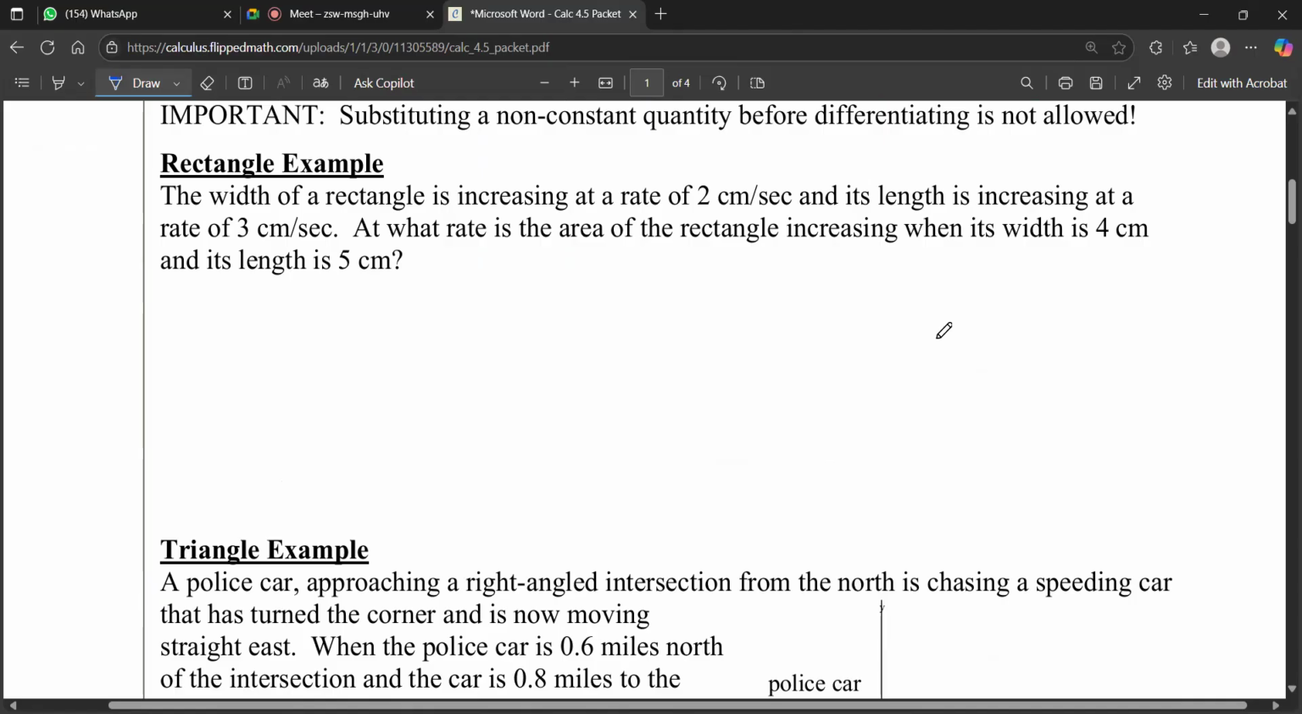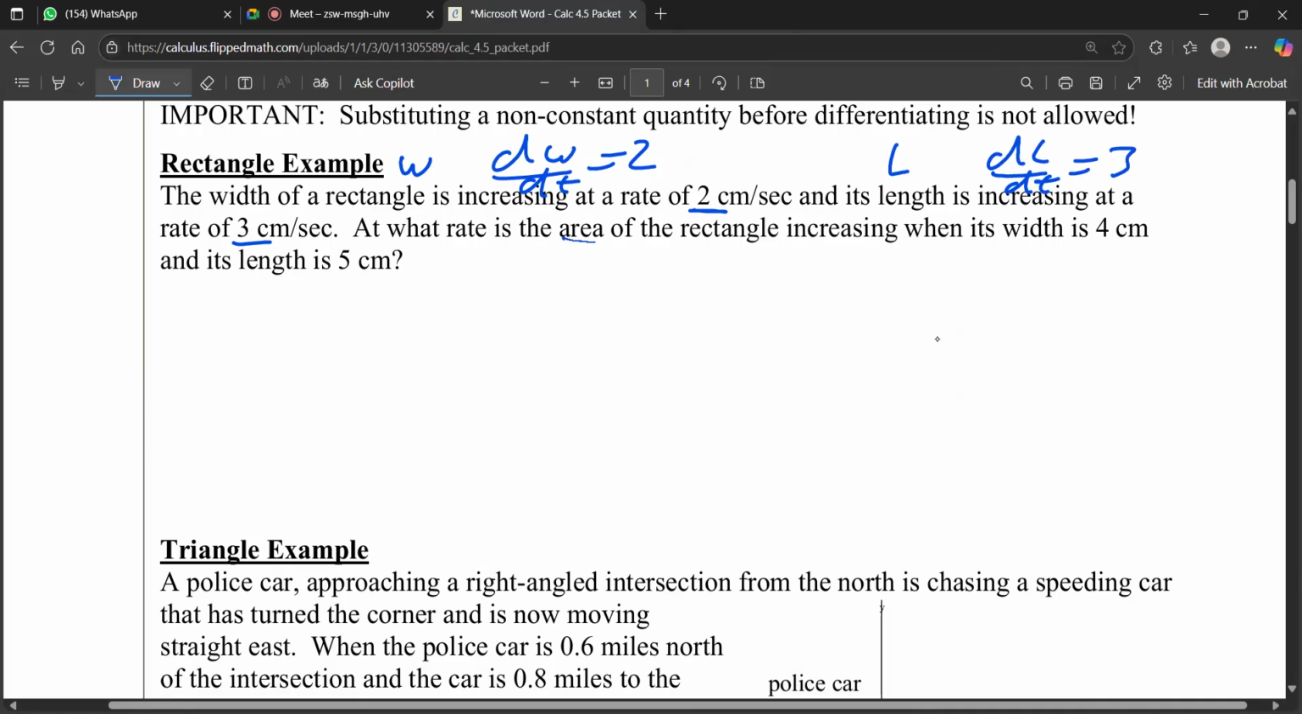Okay, we have a rectangle here. Its width is increasing at a rate of 2 centimeters per second. So the width of the rectangle, we will consider it W, and its rate of change, we will consider it dW/dt, which is equal to 2. And its length is increasing, so we have L. It's increasing at a rate of 3 centimeters per second, so we have dL/dt equal to 3.